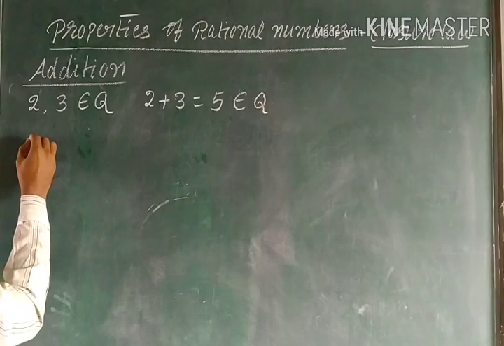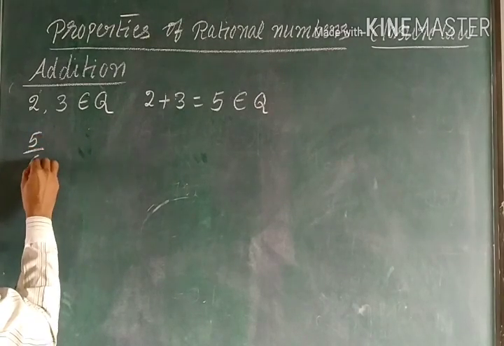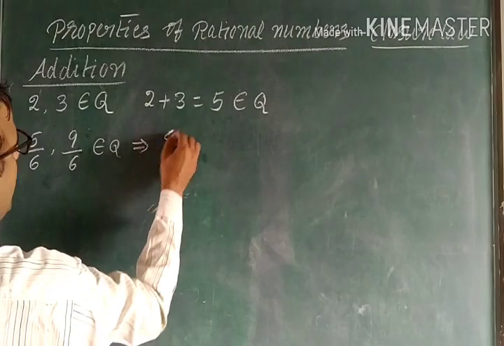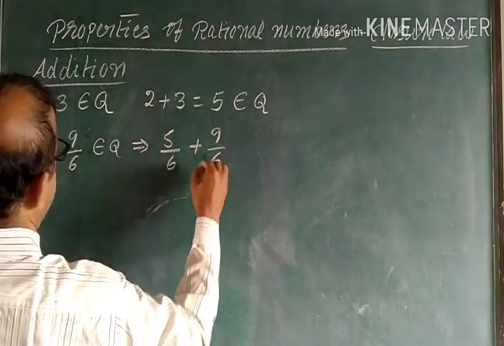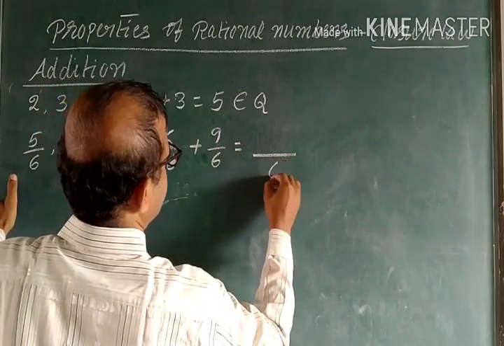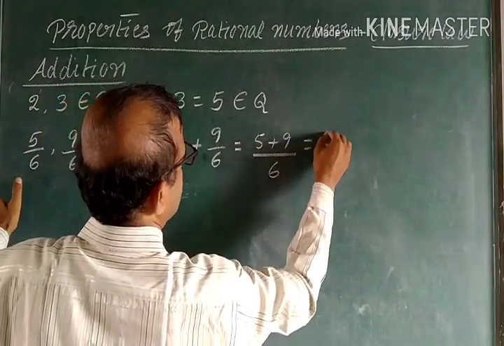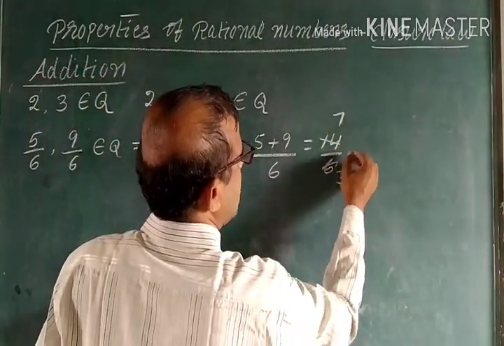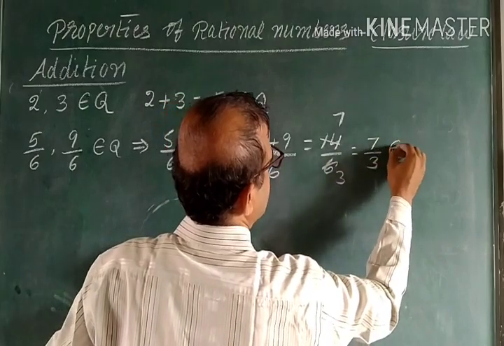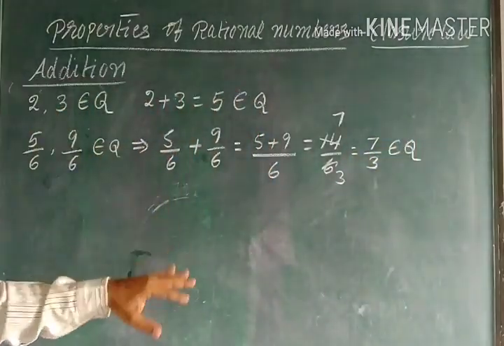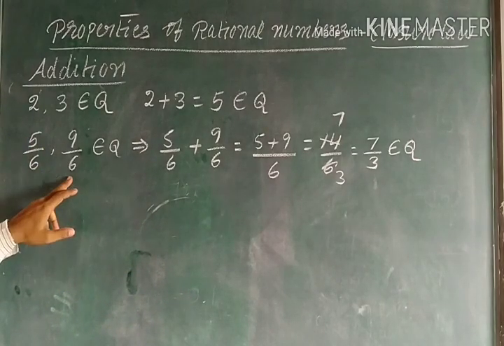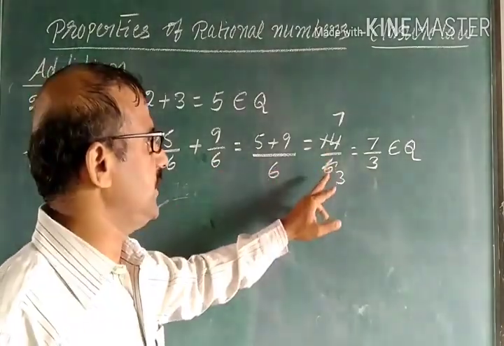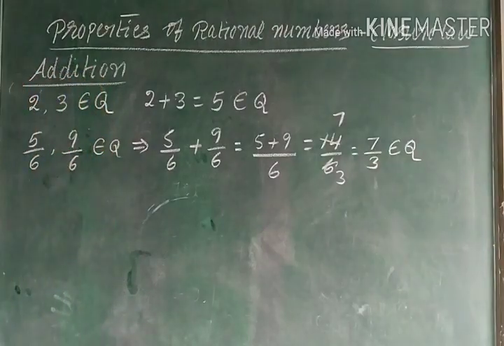Another example, suppose 5 by 6, 9 by 6 belongs to Q. That implies 5 by 6 plus 9 by 6, where LCM is 6, equals 5 plus 9, that is 14 by 6. Dividing by 2, that equals 7 by 3, which belongs to Q. So, 5 by 6 is a rational number, 9 by 6 is also a rational number, and their sum, 14 by 6 or 7 by 3, is also a rational number.